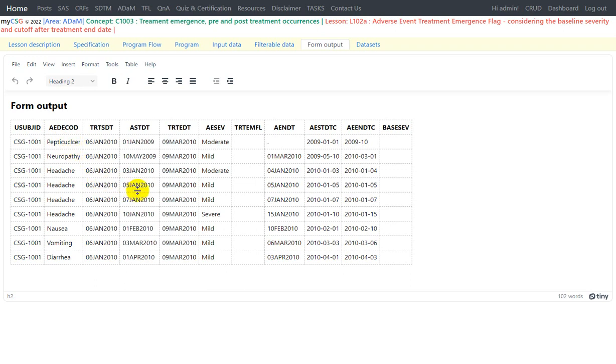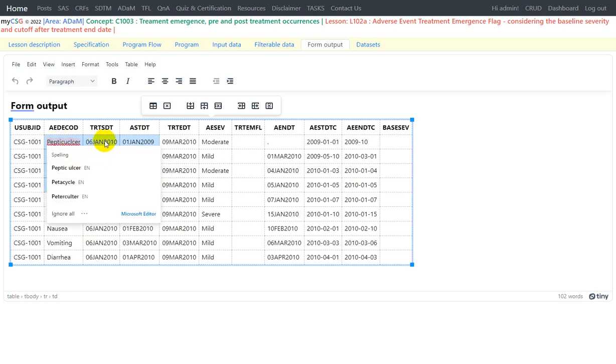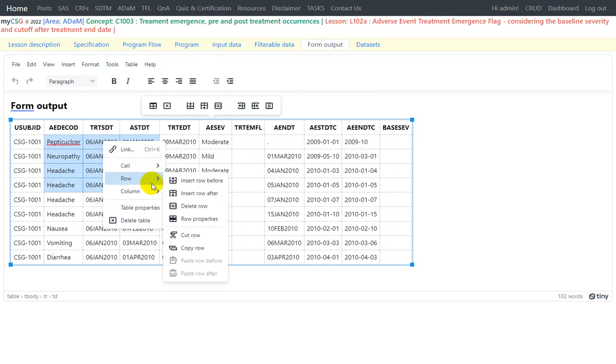So let us try to identify. Up to 5th Jan we have a few events. All of these events are pre-treatment events. So let us try to mark them with some color.